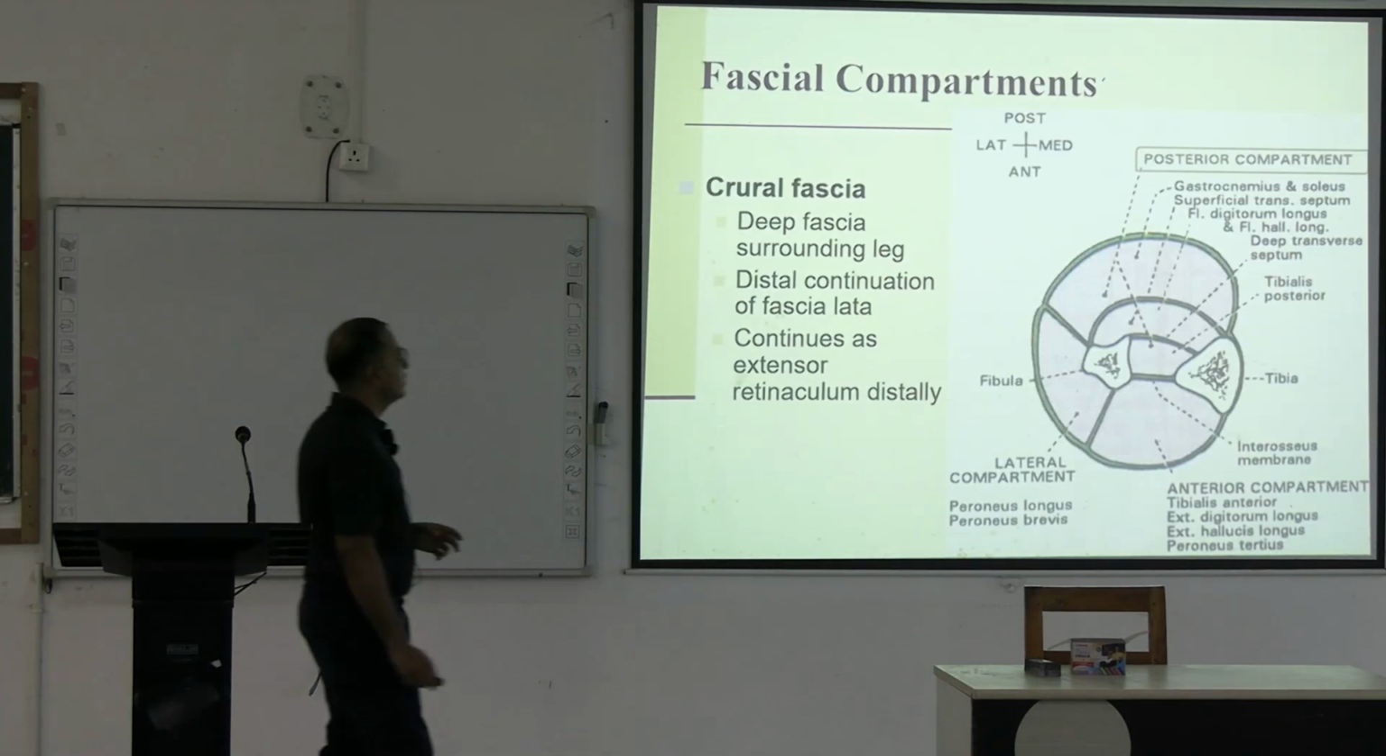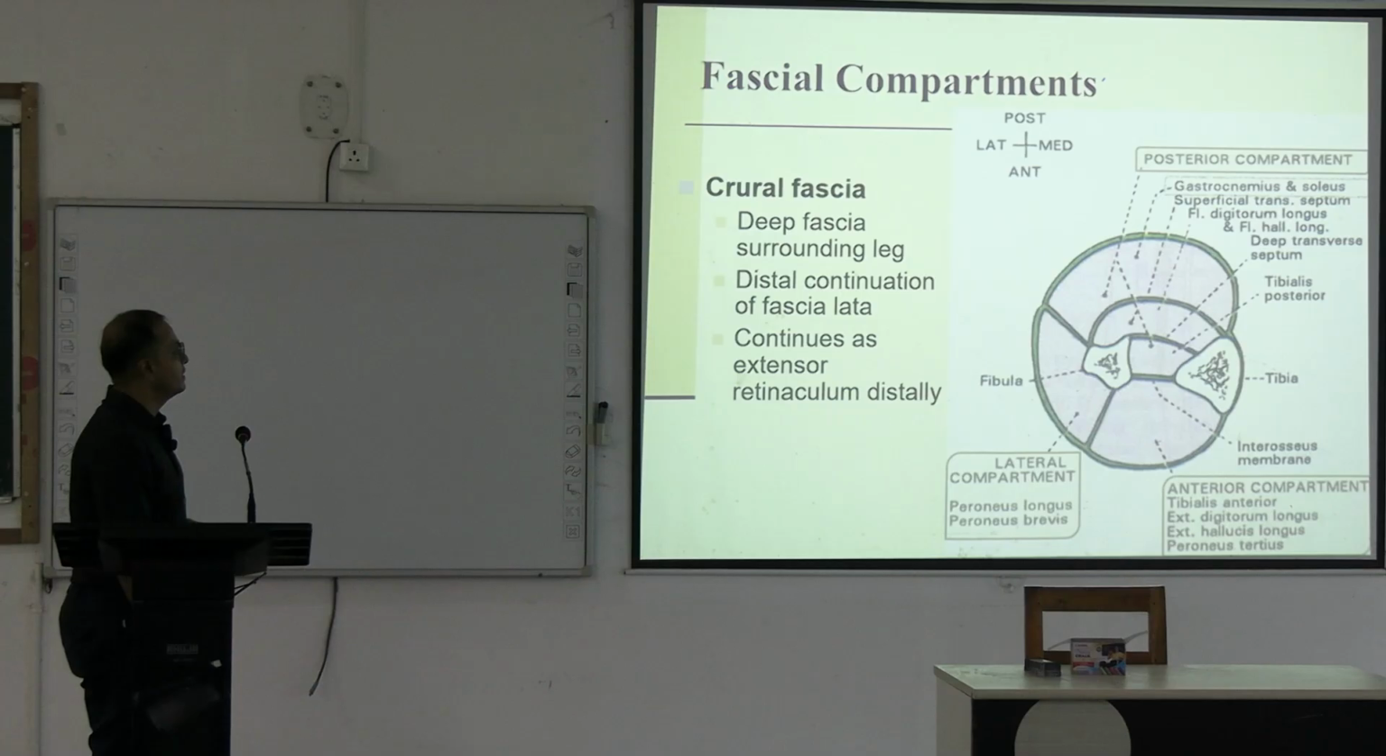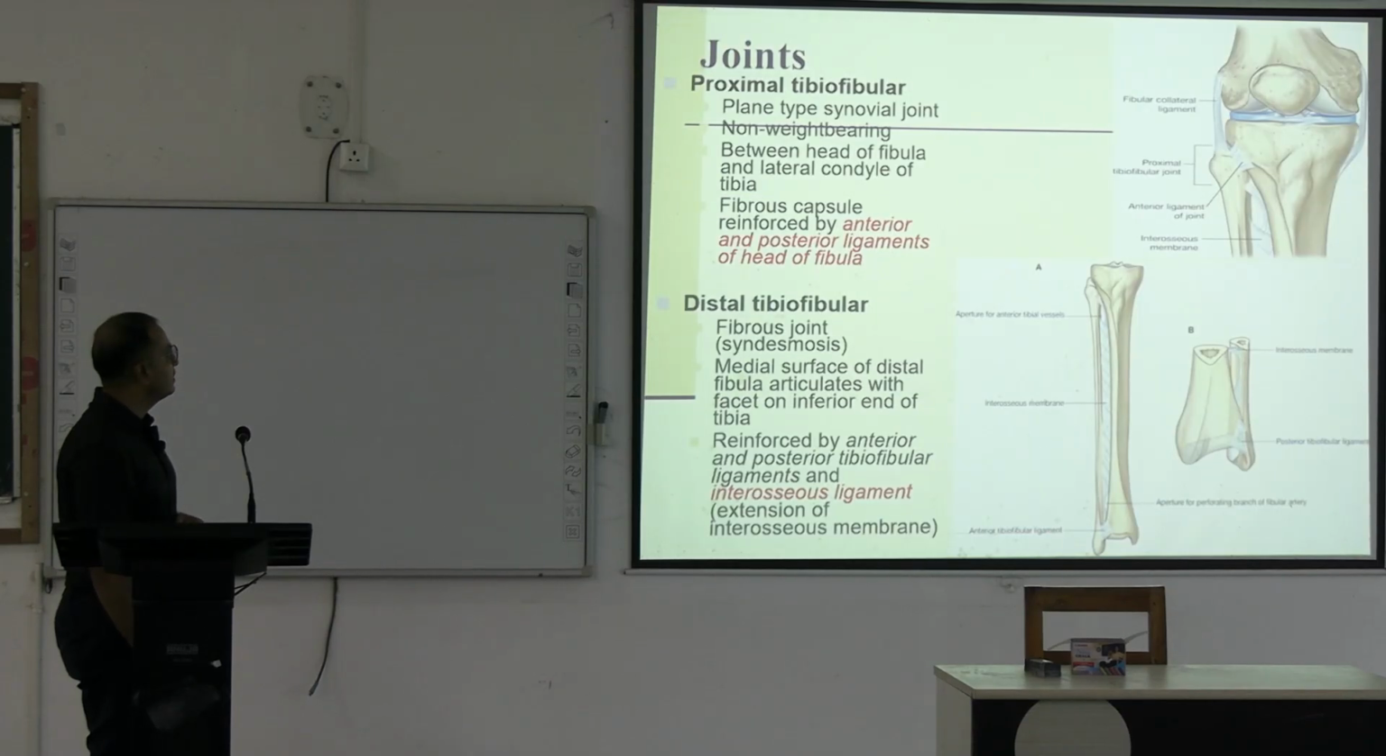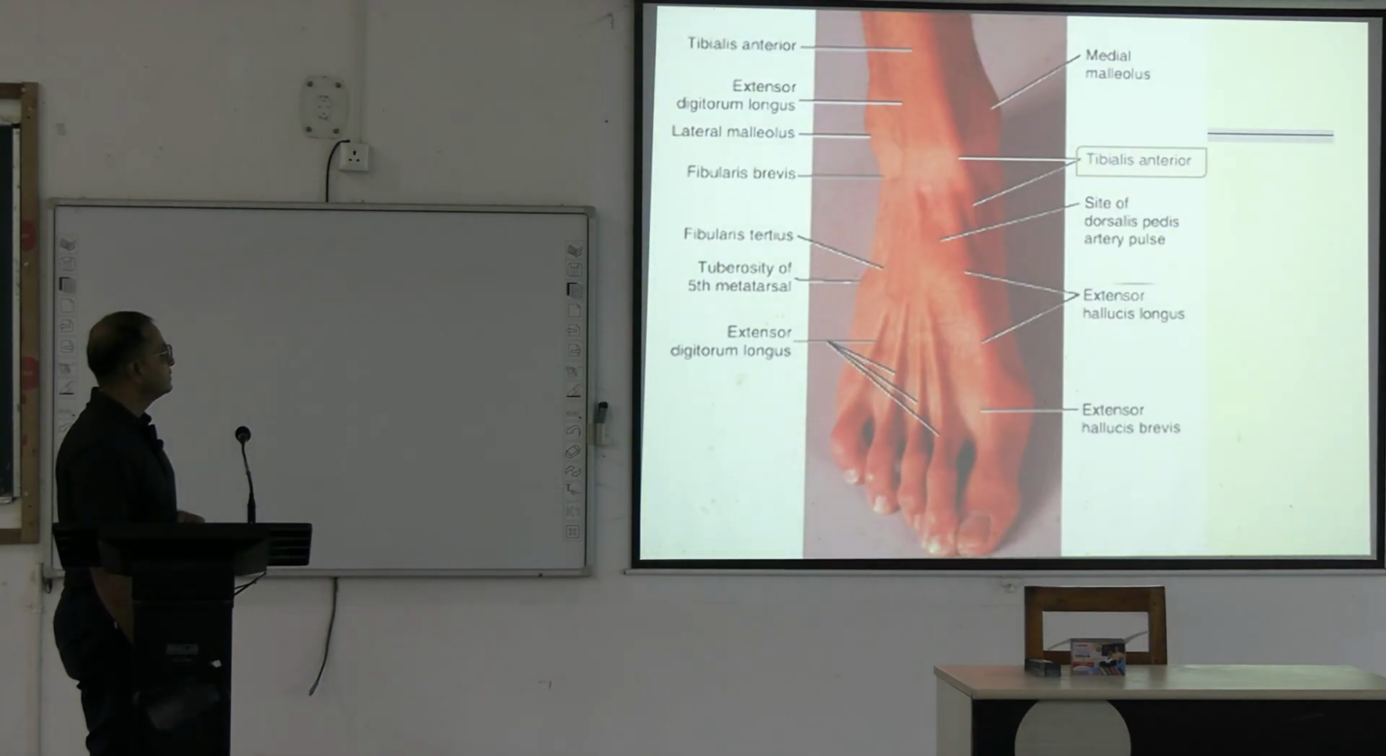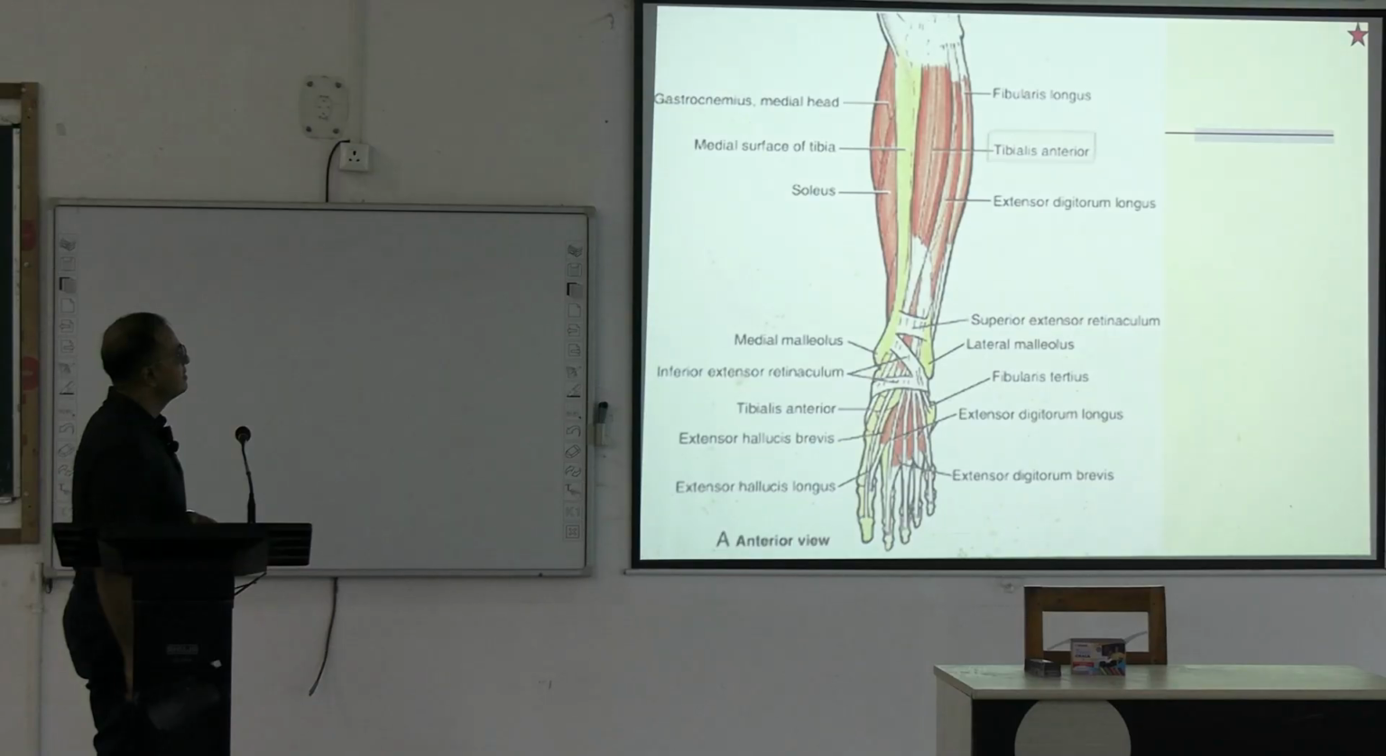Coming to this part, we have the leg compartments, like the thigh compartments, and the leg is split by the crural fascia into posterior, anterior, and lateral compartments. These are the muscles you have to keep in mind with regard to the front compartment of the leg.